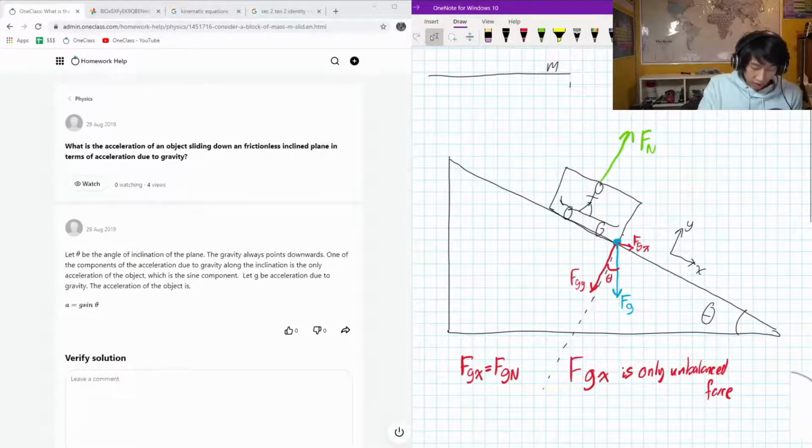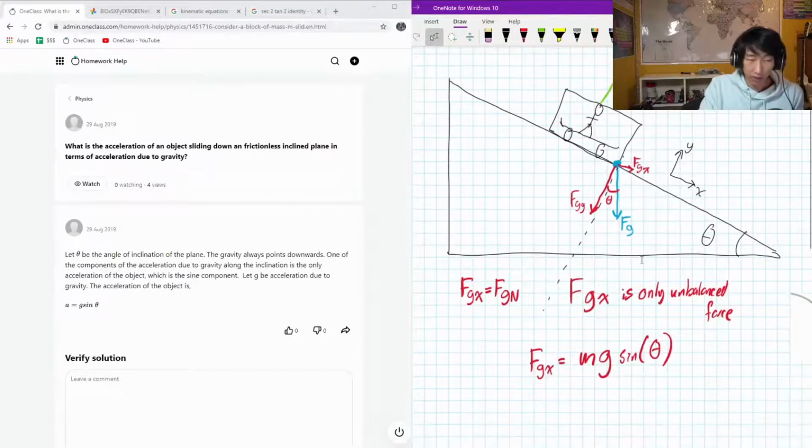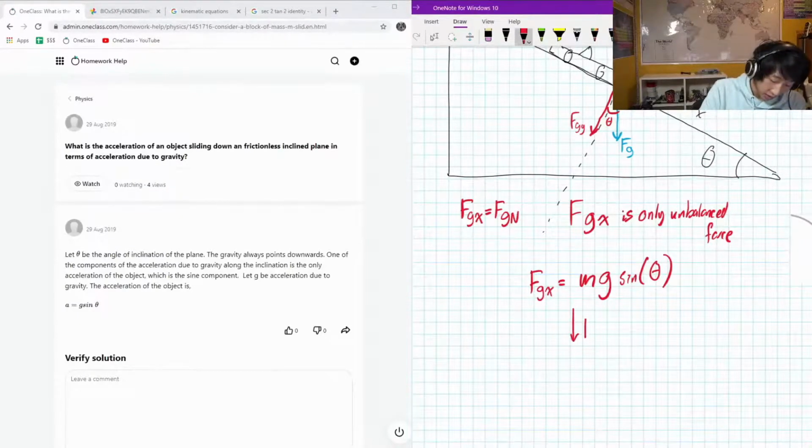So if we wanted to get the FGX component, this is just going to be equal to our mass times gravity, that's the regular Fg, and then we multiply by the sine of the angle of the slope. Okay, that's pretty cool. And if we wanted to extract the acceleration, divide out mass for acceleration, we get a is equal to g sine theta.